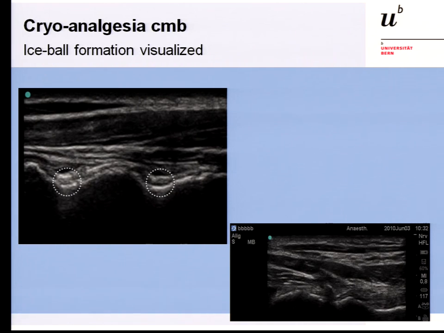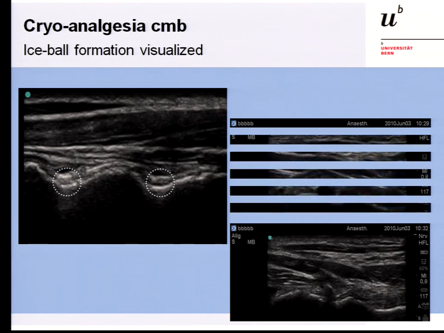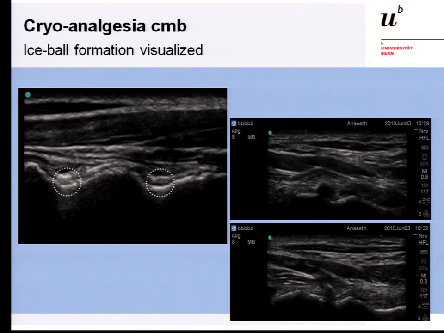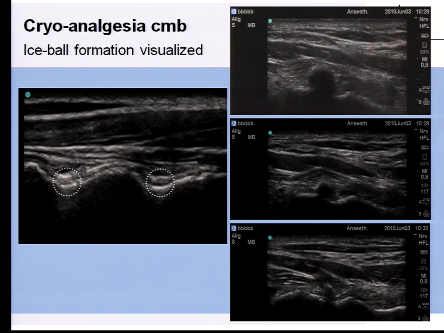And what you see here is again this articulation. And here at the deepest point, you see this black ball. And when you freeze more, you see that you have a bigger black ball. That's the ice ball forming when you make a cryo-analgesia, and then you can control whether your nerve is really in the ice ball or not. Another good thing about ultrasound: you see what you do.